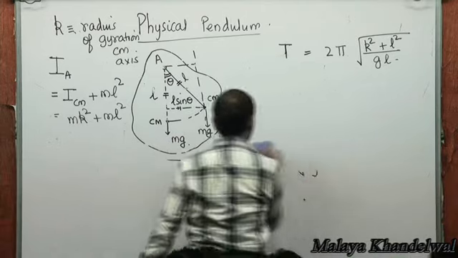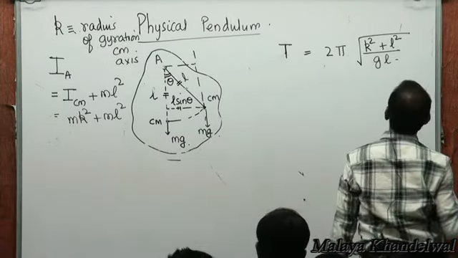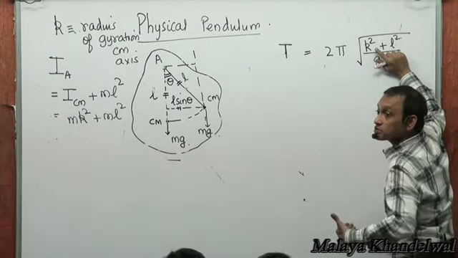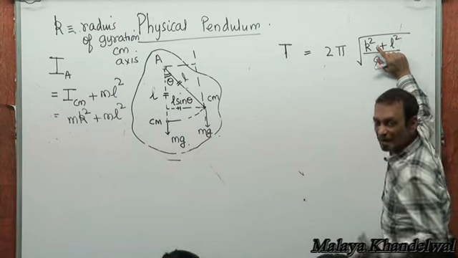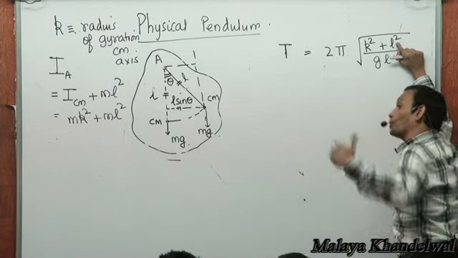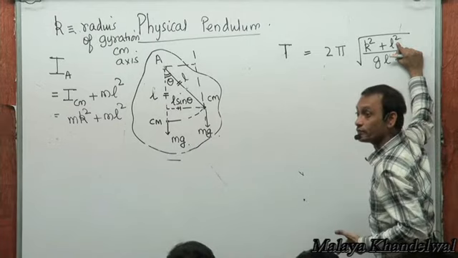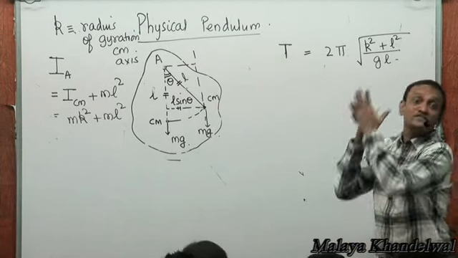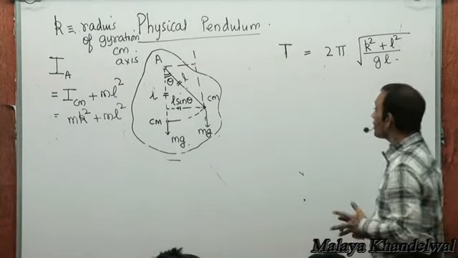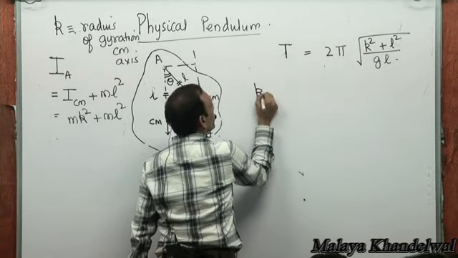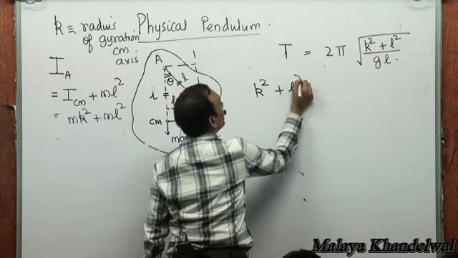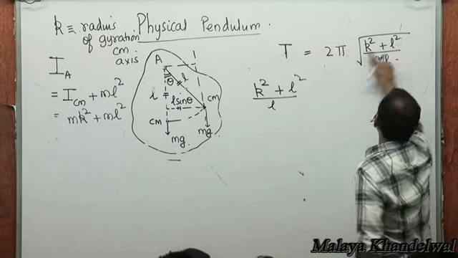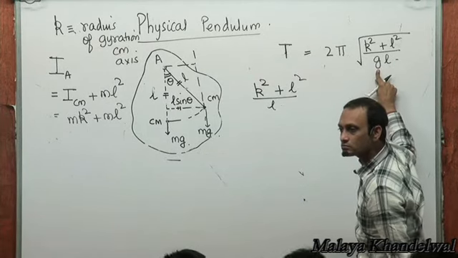Now notice that if I vary L, K is a constant, because it's related to the center of mass. L is the distance of the point of suspension from the center of mass, which can be varied. So the time period of this physical pendulum could vary if I vary L, the point of suspension. Now, (K squared plus L squared) by L is the number that will determine the value of T, because g is a constant.